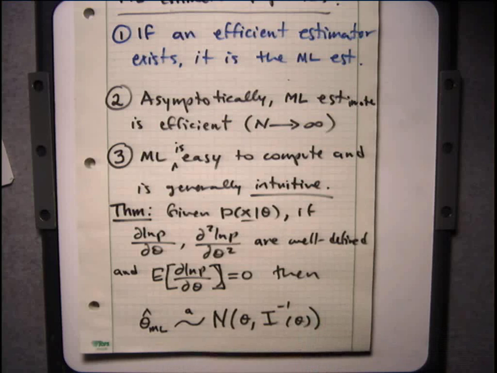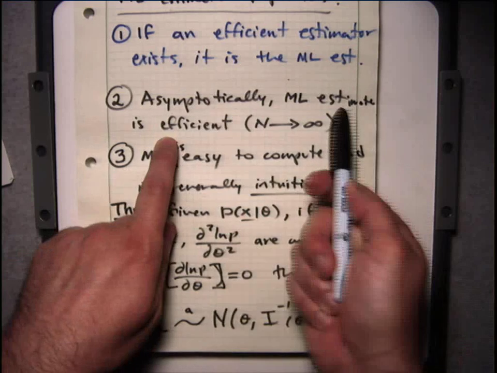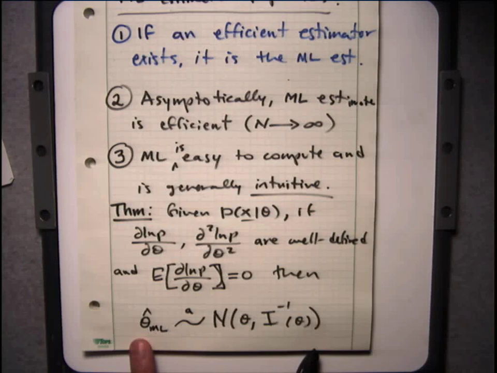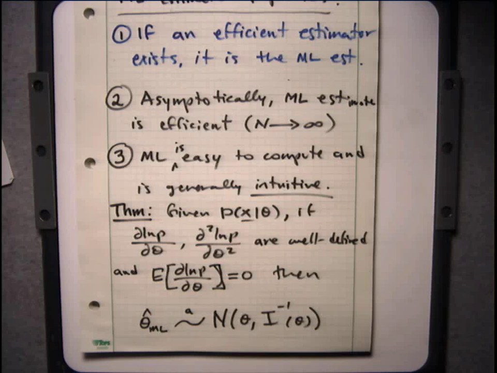Okay? So we said that here. We said asymptotically, the maximum likelihood estimate is efficient. So this says that, but it says more. In other words, not only is it efficient, but as a random variable, it has a Gaussian distribution. I mean, this is a remarkable fact. Okay? Now, why is it Gaussian?